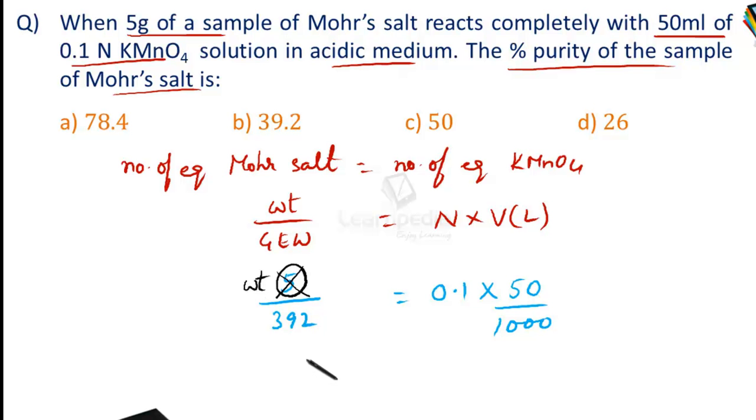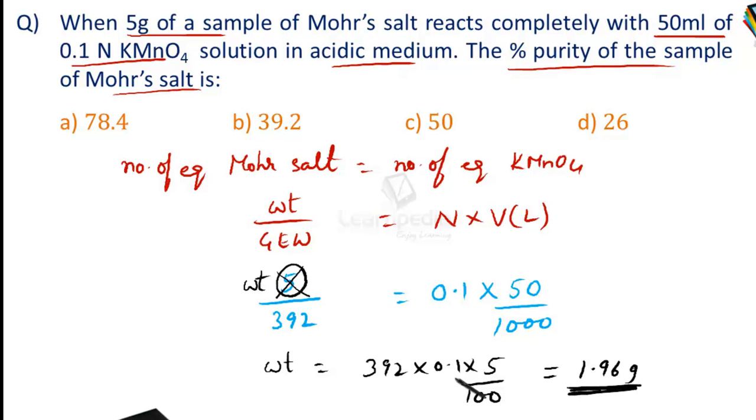Suppose we get the final answer as 5, it means the entire 5 grams is involved in the complete reaction and the percentage purity becomes 100. As none of the options is 100%, it is definitely an impure sample, where we get a value less than 5. So now solve it. That is, weight is equal to 392 into 0.1 into 5 by 100. We will get the value as 1.96 grams.